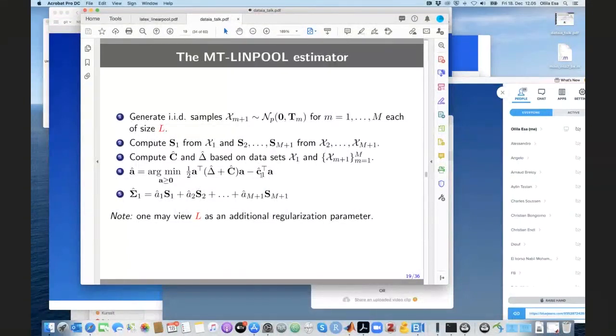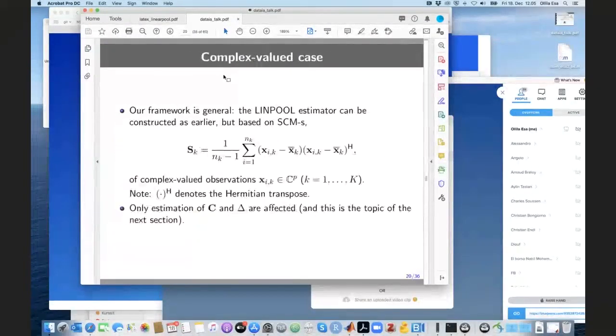So this gives us another estimator, which is a slight modification of our original multiple classes problem, and this is called the multitarget LINPOOL estimator. And I will show you that this is also very useful later on. Then, since we work in signal processing, the first question is: does this work for complex valued data? For example, in sensor array processing, we are dealing actually not with real valued data, but with complex valued data. And the answer is yes, it will work.